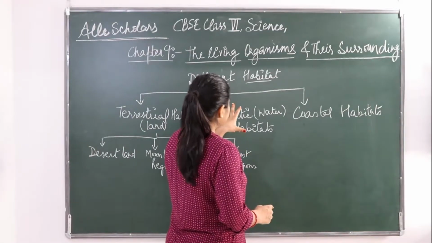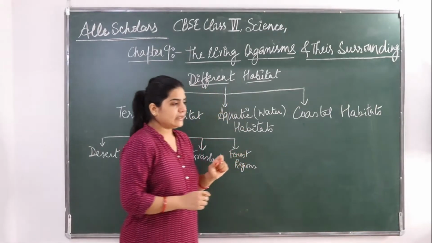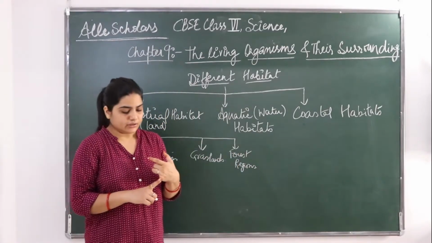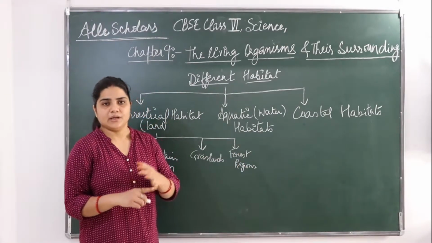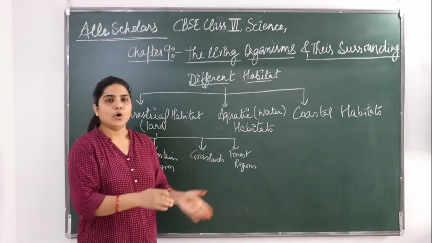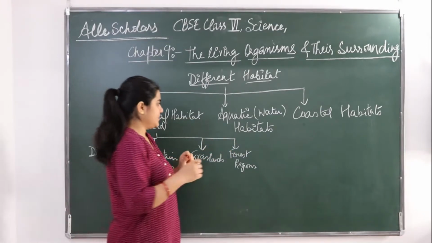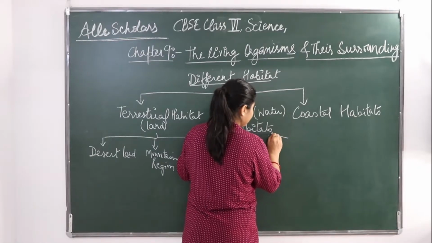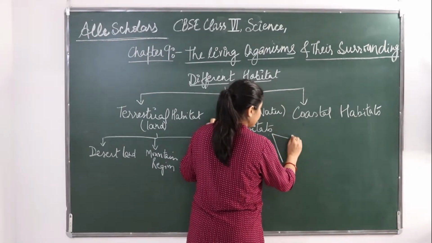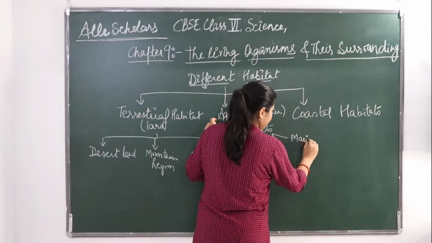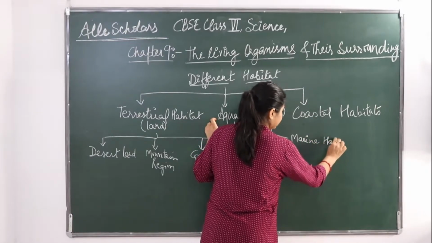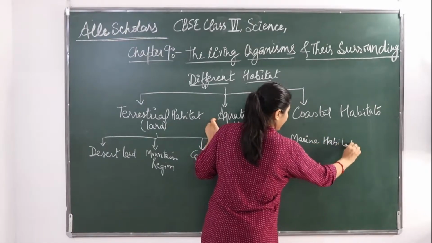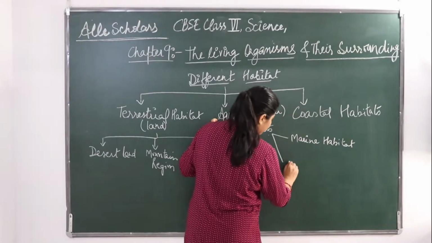Now next, if you see aquatic habitat, aquatic means water. Water can be of which type? It can be a fresh water habitat or it can be a marine habitat. So this is for the 2 types.